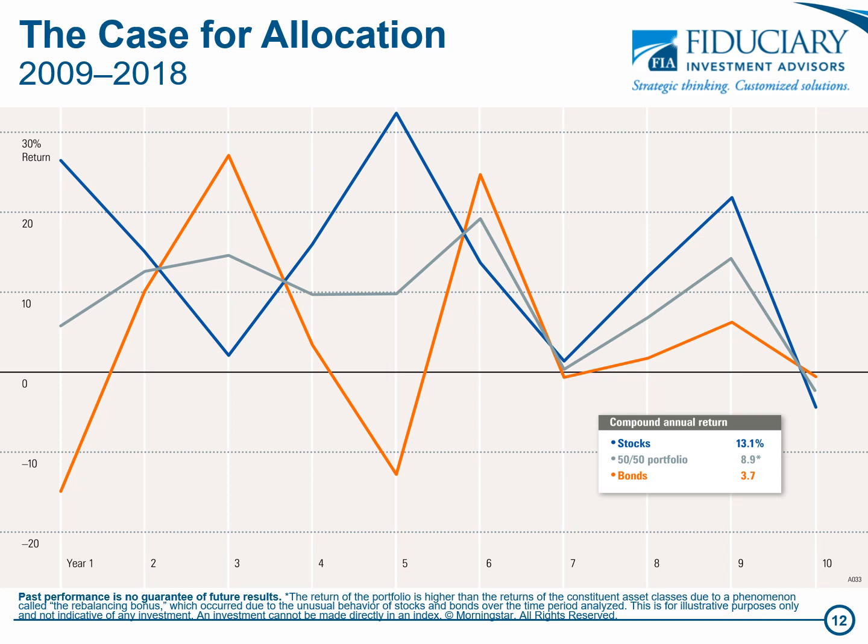As you can see, from 2009 to 2018, stocks and bonds had a wide array of returns. Sometimes stocks performed better than bonds, and sometimes bonds performed better than stocks. By not putting all of your investments into just stocks or bonds, you're able to smooth out those volatile returns.